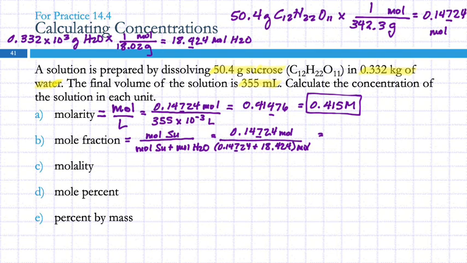Which I did. 1, 4. Okay, there we go. I'm getting 0.0079284. Anybody else get that? Yeah. Good.